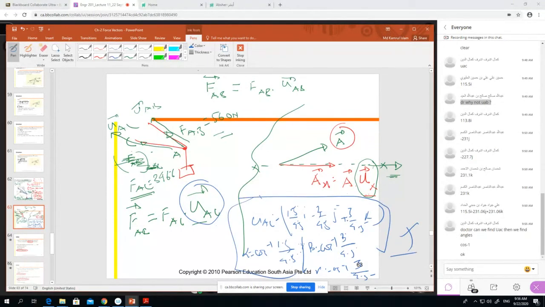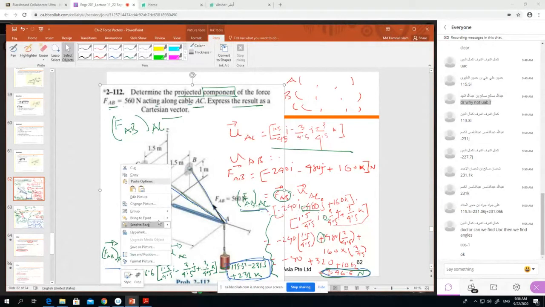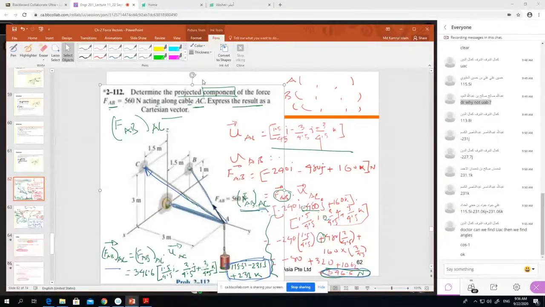Now, do you have any question? Tell me. Yes, Doctor. Go to the previous slide, please. Here you wrote on the left FAB vector to AC, so that you use UAC, right? Yes. I explain again. This is the force. This is the force FAC.